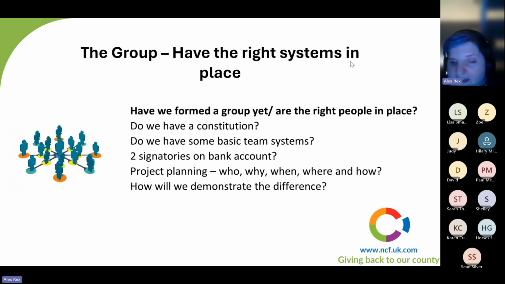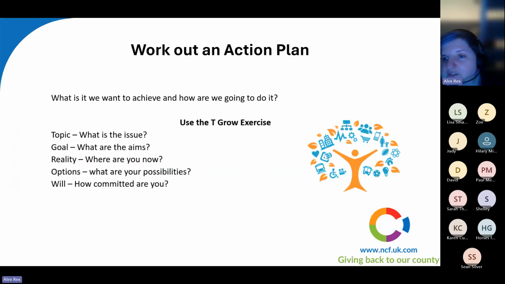So we're now going to have a talk about project planning and also about how you're going to demonstrate the difference. So you've got your organisation ready, and you're looking at what you might want to be getting funding for. This is a way of starting out planning your action and what you're looking to do with the project or activity or service that you're wanting funding for. You can have a look at this T-GROW exercise, but I'm going to show some other ways that you might want to look at planning as well.